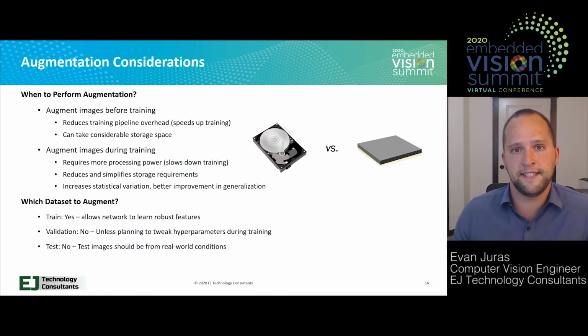And finally, there's the test data set. This is the data set that, once you're done training your model, you apply it to, to see how well it actually works at detecting the objects. And you should not augment the images in the test data set because the test images should all represent real world conditions. And if you have augmented images in there, that's a synthetic condition. It's not a real world condition.